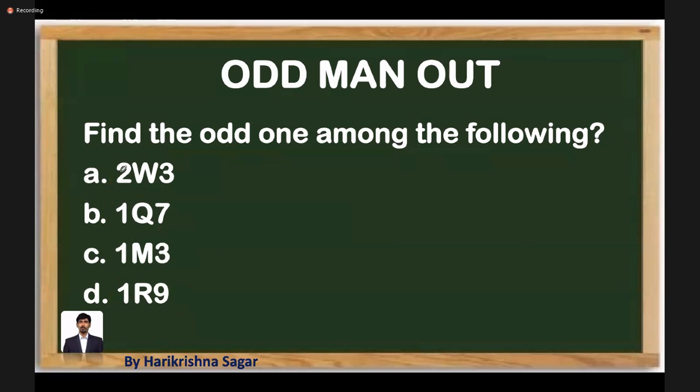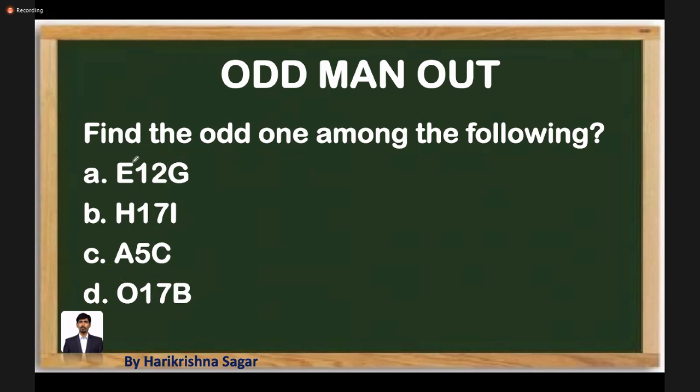Look at the next one. What is the position of W? 23. What is the position of Q? 17. What is the position of M? 13. What is the position of R? 18. But they given it as 19. That's the reason odd man out is going to be option D.